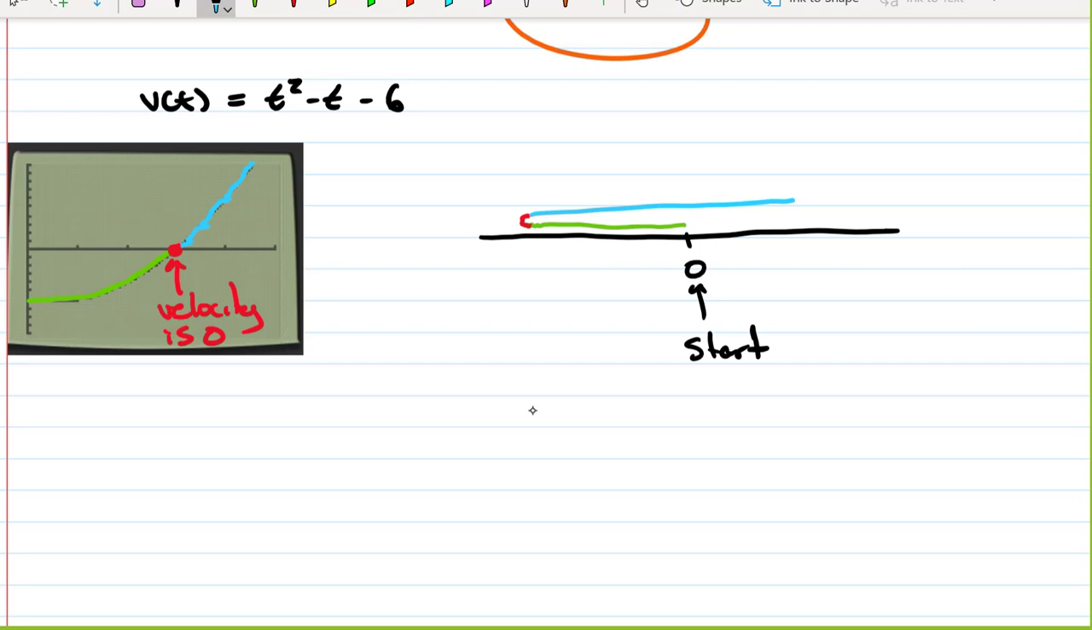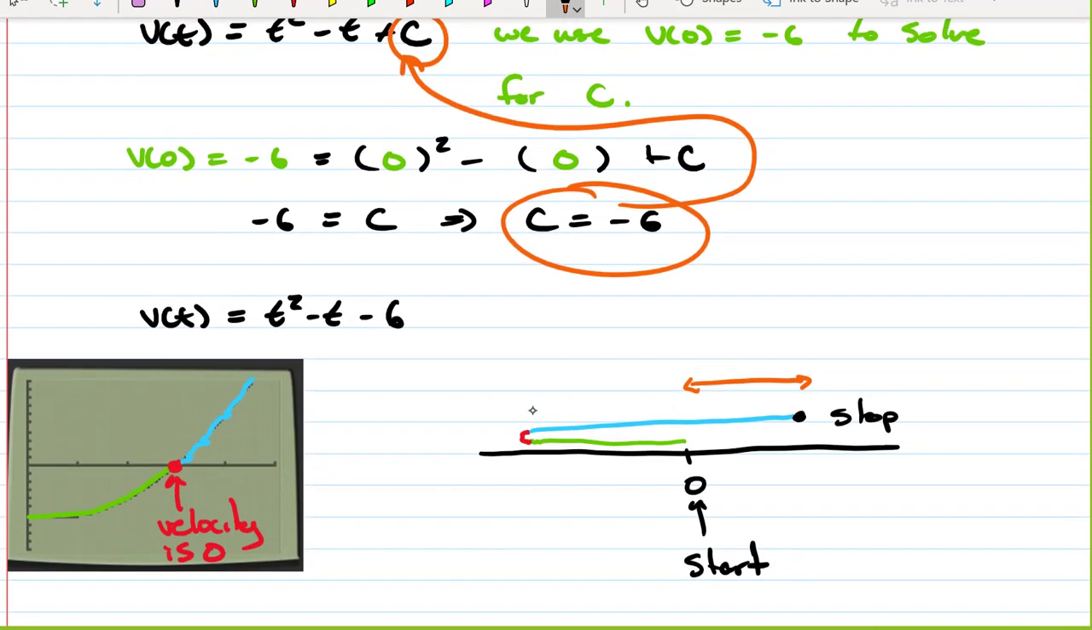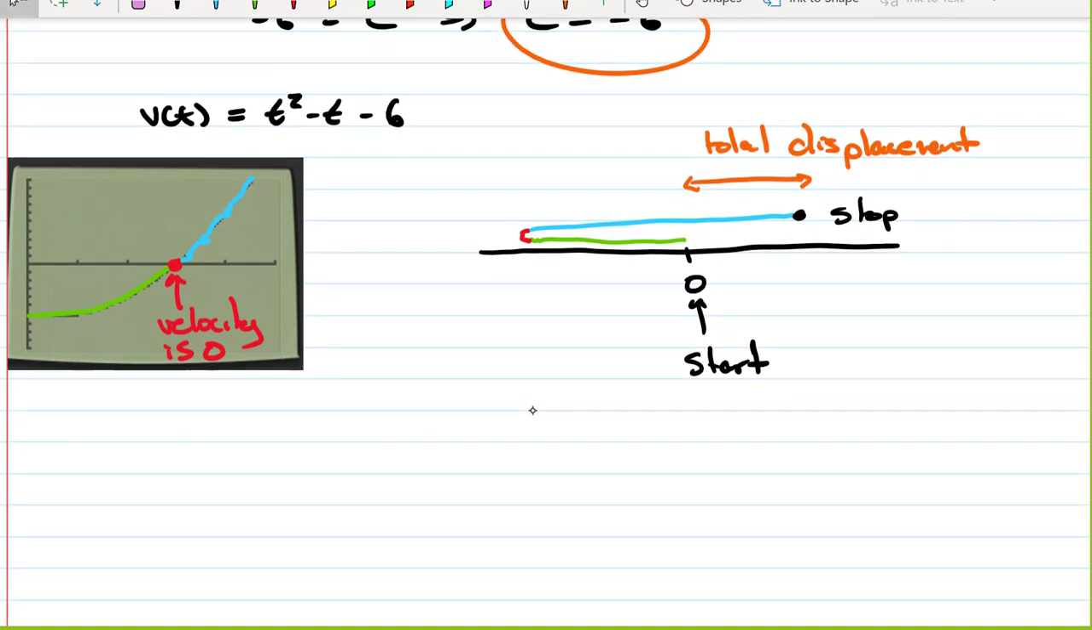So part B and part C are asking us two different things. Part B asks for the total displacement, which, if I stop here, is the distance from where I started to where I stopped. So this is my total displacement, and that's the answer to B. Whereas part C wants the total distance traveled, which would be the distance I traveled backwards plus the distance I traveled forward.